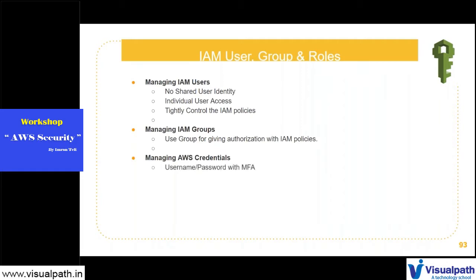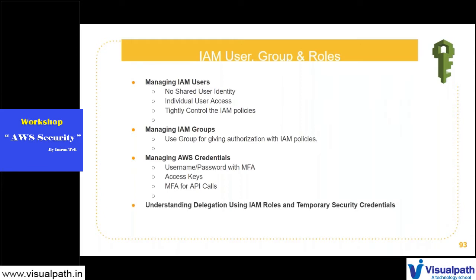Now, credentials: if you're using username and password, make sure it's with multi-factor authentication. Access keys: if you're using them internally in AWS or with other services, you should better use roles instead of access keys. These are the most dangerous thing. You can also set up multi-factor authentication for API calls. If you want to delete something, you have to enter the multi-factor code, and only then can you delete it. That can also be done.